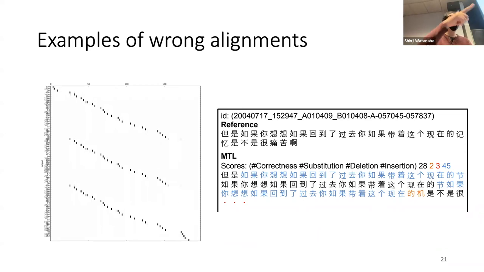Of course, if the model is very well trained, we do not have this kind of issue. But especially in the beginning of training, or if the amount of training data is small, this kind of wrong alignment issue often happens in attention-based ASR.